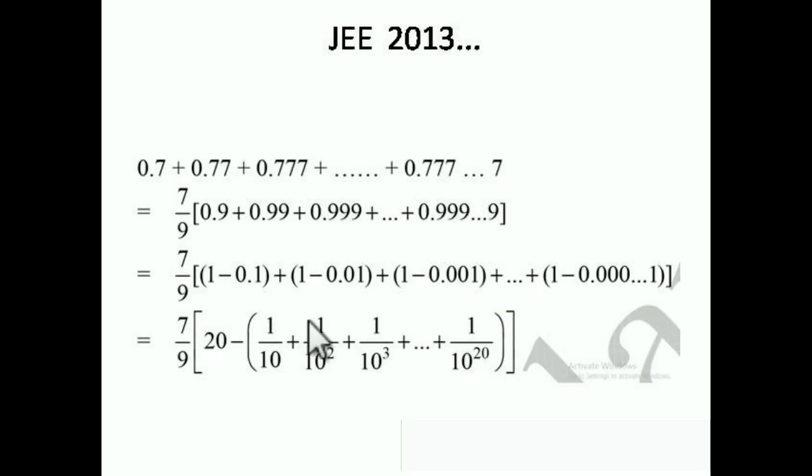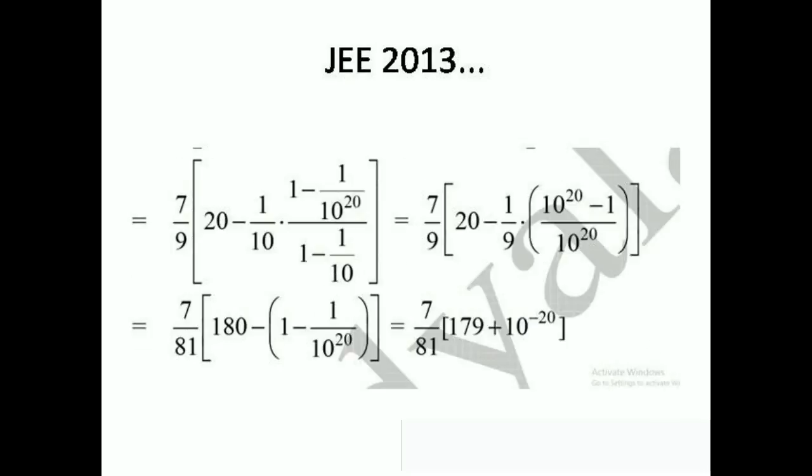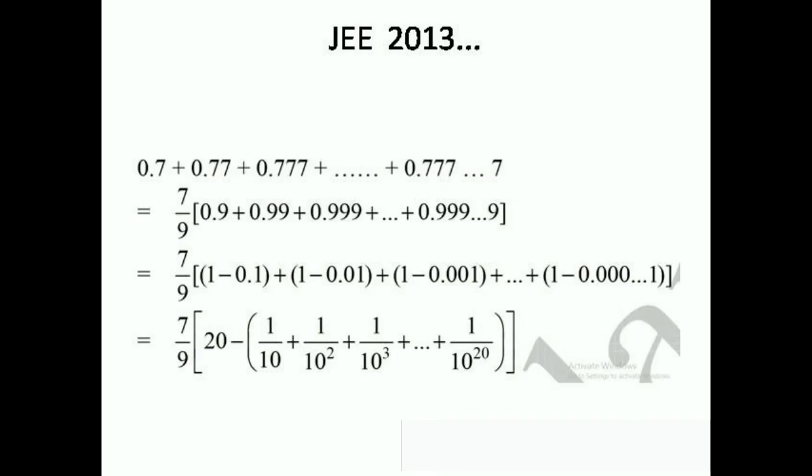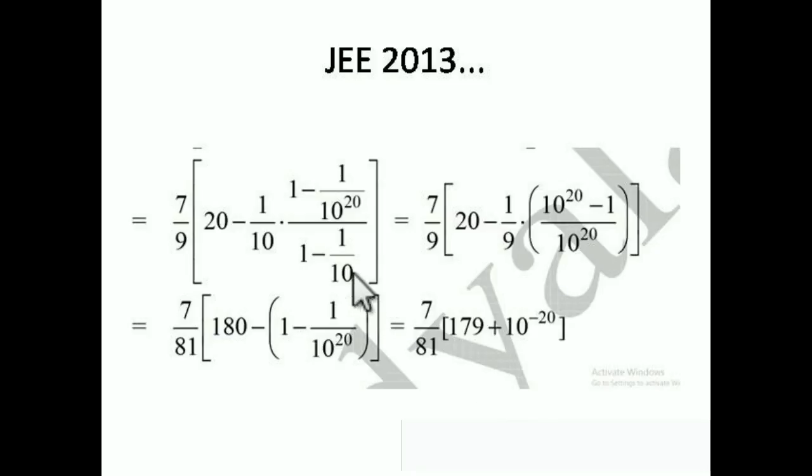Okay, so it's like this, and this is what we need. This is the geometrical progression. The first term is 1 by 10 and the common ratio is also 1 by 10. You see that this upon this is 1 by 10, so the common ratio is also 1 by 10. So it becomes like this: 7 by 9 into 20 minus the formula.